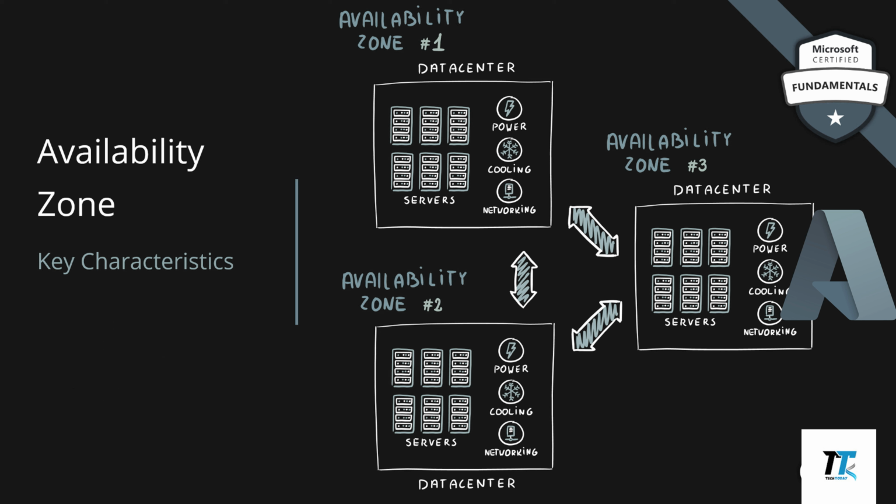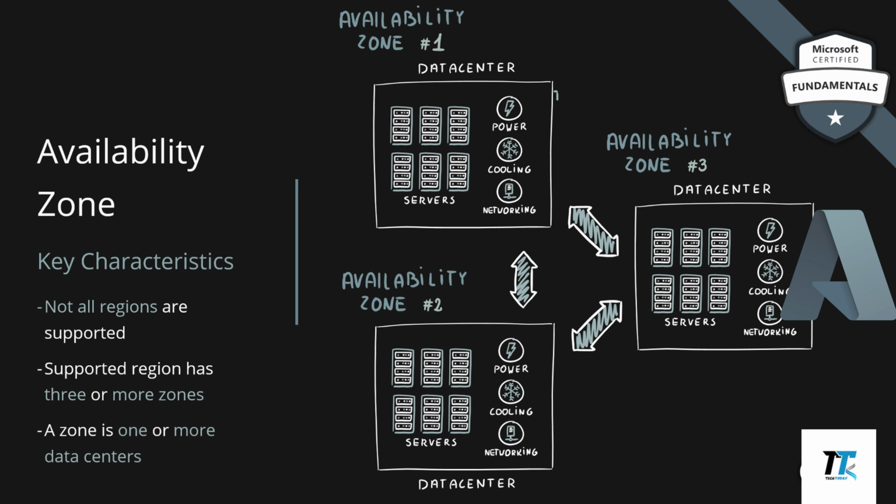A few things that you should note here. First of all, not all regions support availability zones. About 7 regions are supported right now, with more coming in the future. Second of all, if the region supports it, there are at least 3 or more zones within that region. That means there are at least 3 data centers required. And lastly, an availability zone is built from 1 or more data centers. So it's not necessarily a single data center.